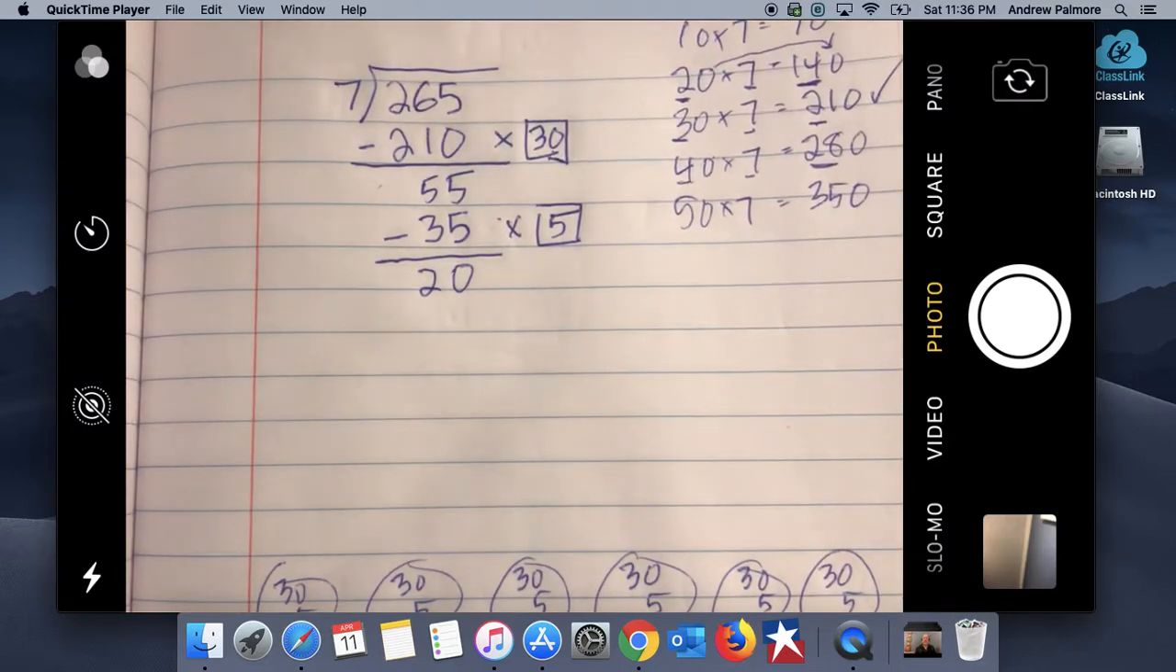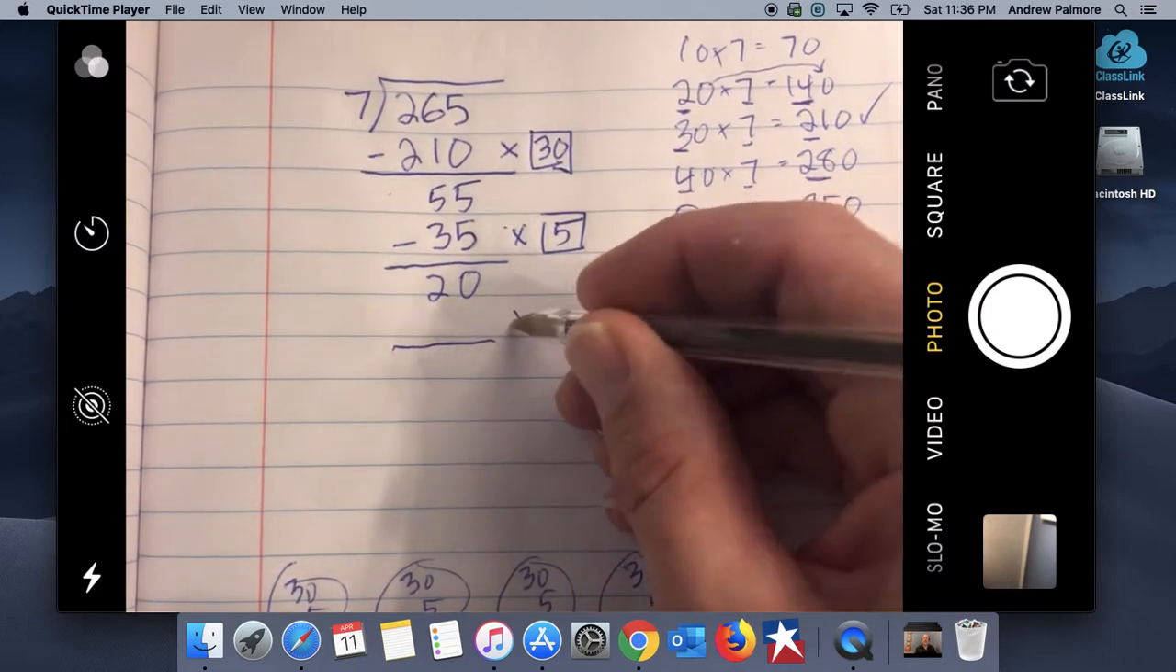So how much can I give each person now? I'm going to leave a blank space, draw a line.